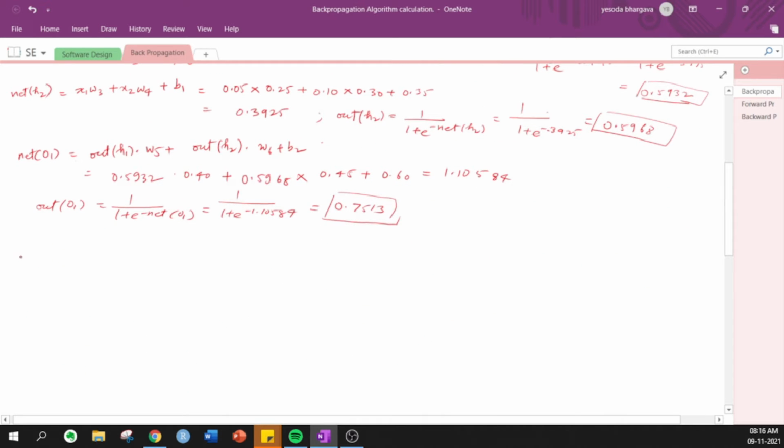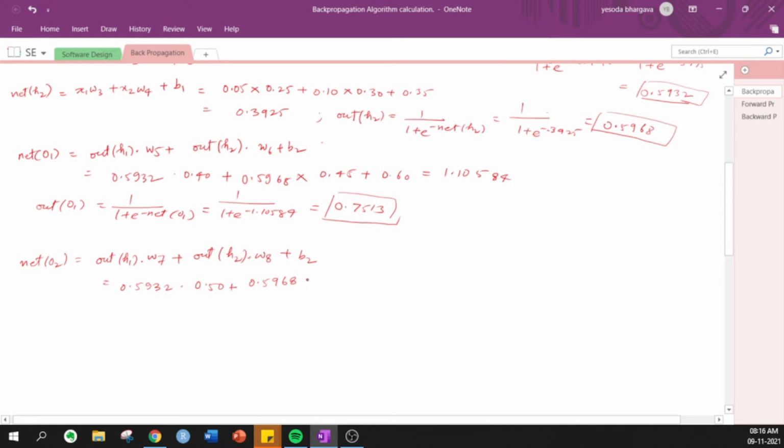Similarly, we compute net O2. Net O2 is output of H1. I request you, when you are trying it yourself, to keep the reference diagram handy, so that you can also verify whether or not I am doing it correctly. It is always nice to do it yourself, then we understand. I myself tried to understand 4-5 times, and then I got a hang of it.